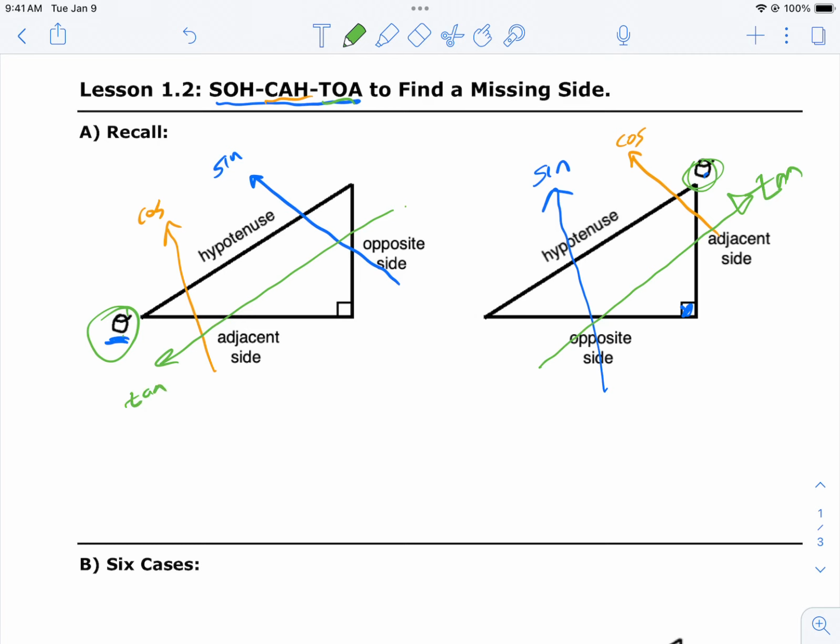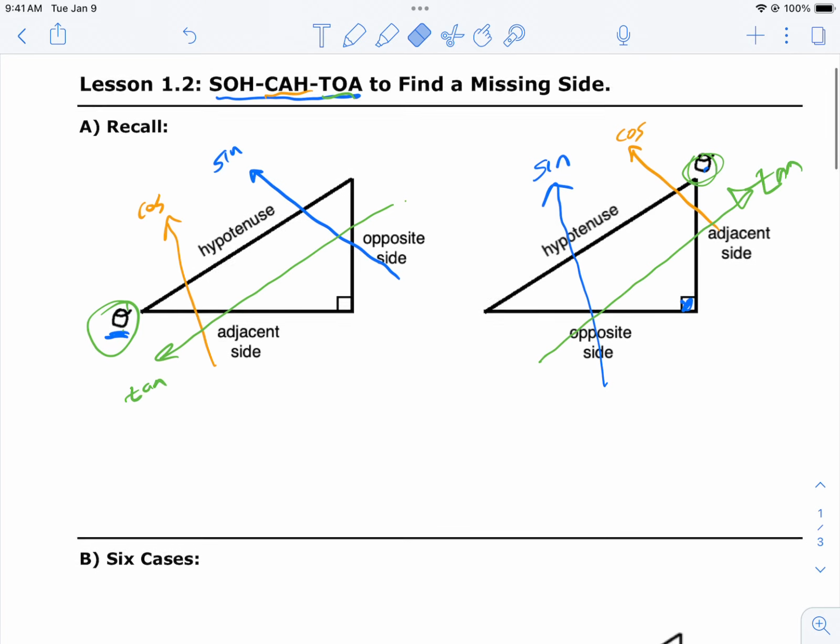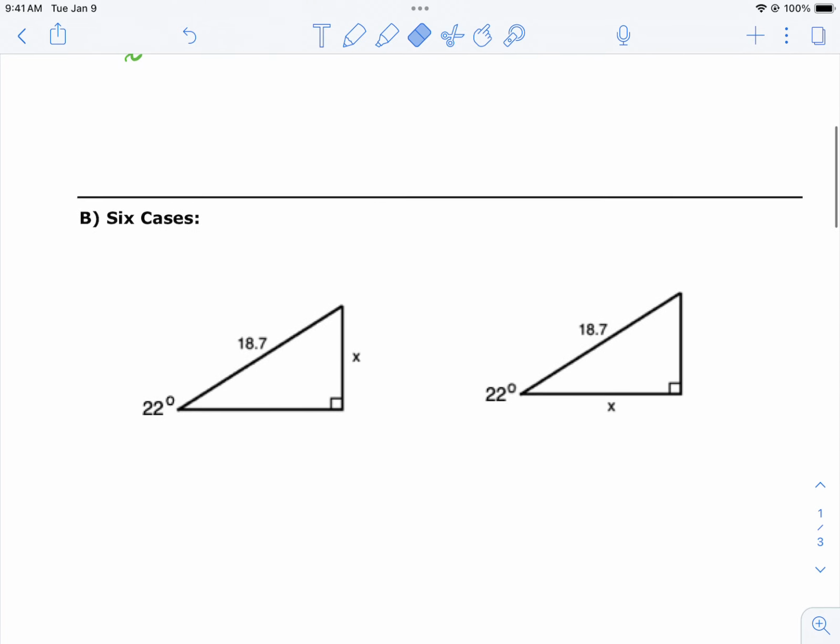Now, part B. There are exactly 6 situations that you can face, which makes this kind of nice, really. There's only 6 different situations, so I have one example from each possible situation. If you could master all of these, you're golden. What are the 6 cases? Well, here's one of them.